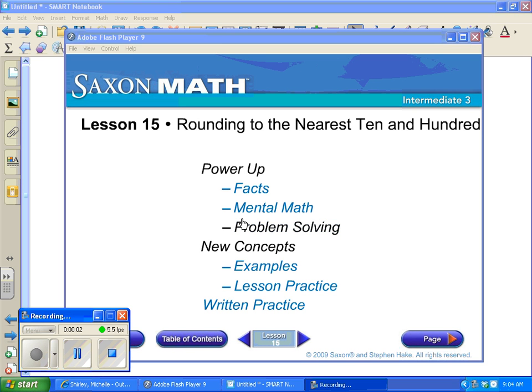Okay, Saxon 3 class. Today we're on lesson 15, rounding to the nearest 10 and 100. And we've already gone through the mental math. We've done one problem solving together. We are ready for new concepts. So in your book, that is on page 80, right at the tip top. That's where everybody needs to be.